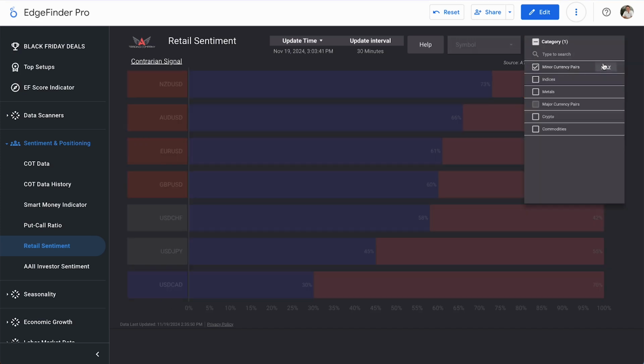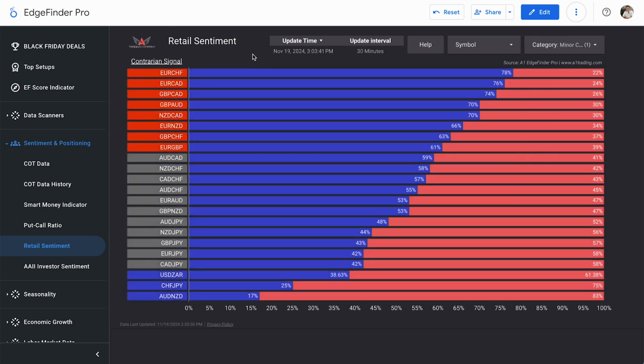Now let's check out minor currency pairs. So we have a big list of pairs favored over 60% here, including Euro CHF, Pound Aussie, Pound CHF, and Euro Pound as well. All of these favored over 60% here, so these are going to be bearish indicators for us. And we see USD ZAR, the Swiss yen, and Aussie NZD favored over 60% on the short side, so these are bullish indicators for us.